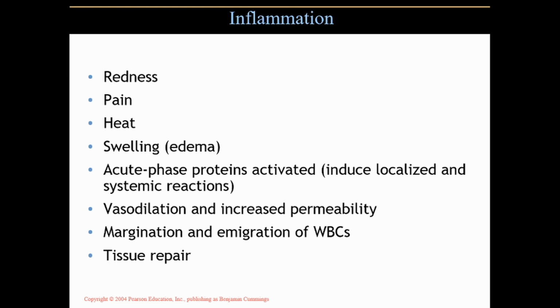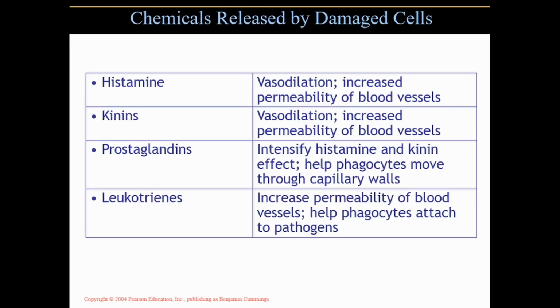So looking at inflammation, well, here are of course the cardinal signs and symptoms of inflammation: redness, pain, heat, swelling, edema. Acute phase proteins are activated, so we get localized and systemic reactions just depending on the extent of the injury, for example, which will bring about the attraction of, say, white blood cells to the area of injury. Vasodilation and increased permeability, so we open up blood vessels, the capillaries open up, and now white blood cells can get out of circulation and get to the area where the injury is occurring, where the bacteria have been lodged, and then start phagocytizing those bacteria. And that relates to margination and emigration of white blood cells and tissue repair as well. We'll look at that graphically later.